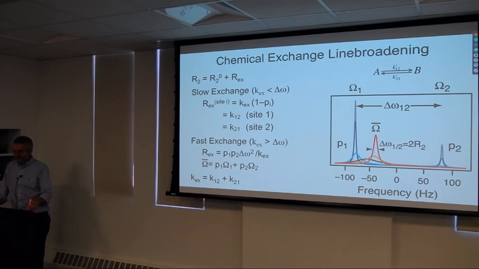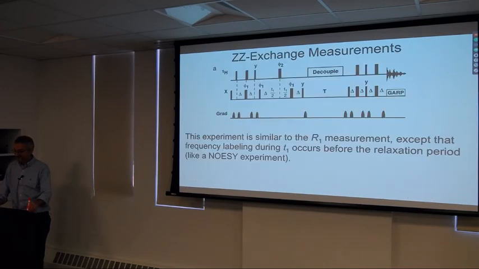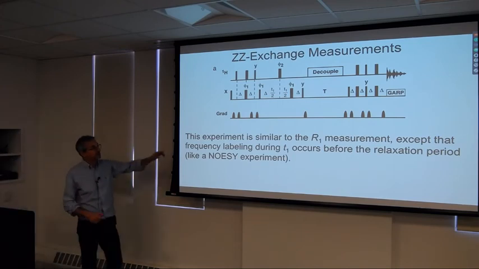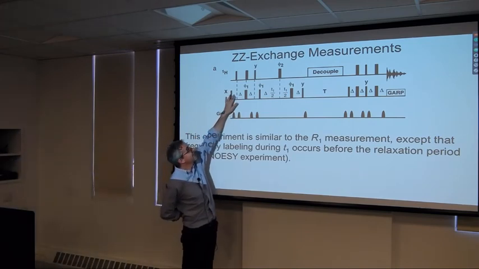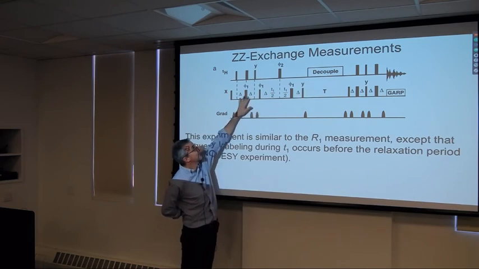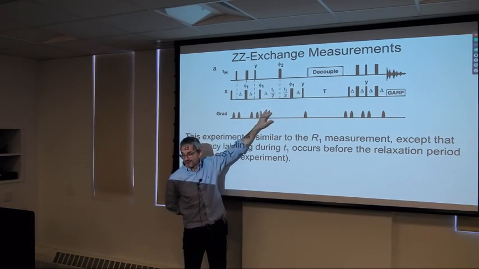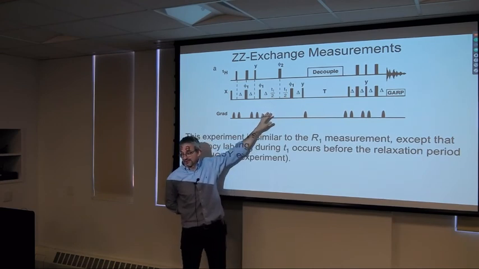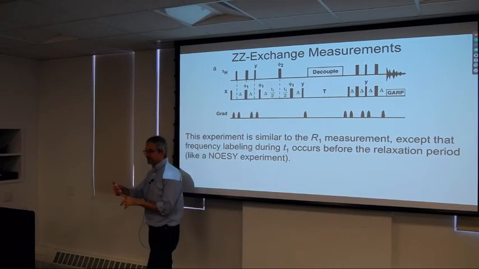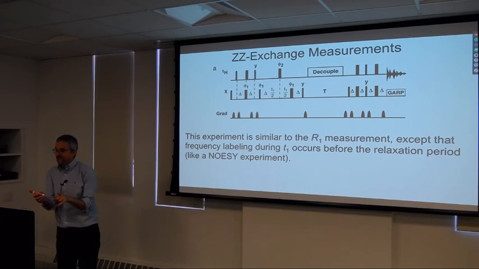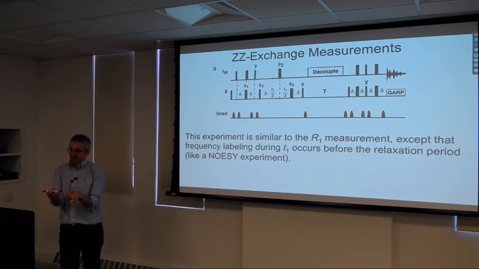You know this, we looked at this last time. So here's a sequence for ZZ exchange. Again, magnetization is transferred from hydrogen to nitrogen, and now it's frequency labeled. The frequency labeling introduces a phase difference between magnetization in the two different sites because they have a frequency difference.